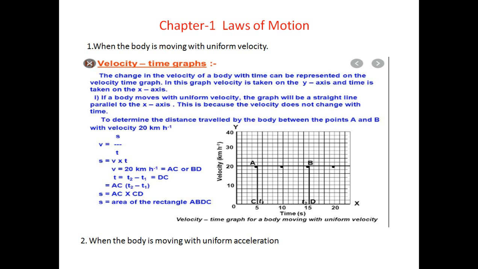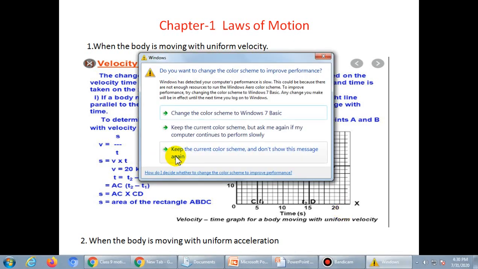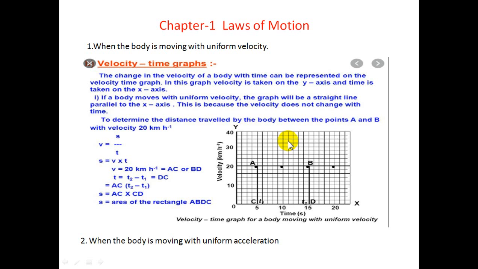What happens in this example? The first example is a body moving with uniform velocity. The graph will be a straight line parallel to the x-axis. This is because the velocity does not change with time. We have earlier also discussed what happens in the case of uniform velocity.